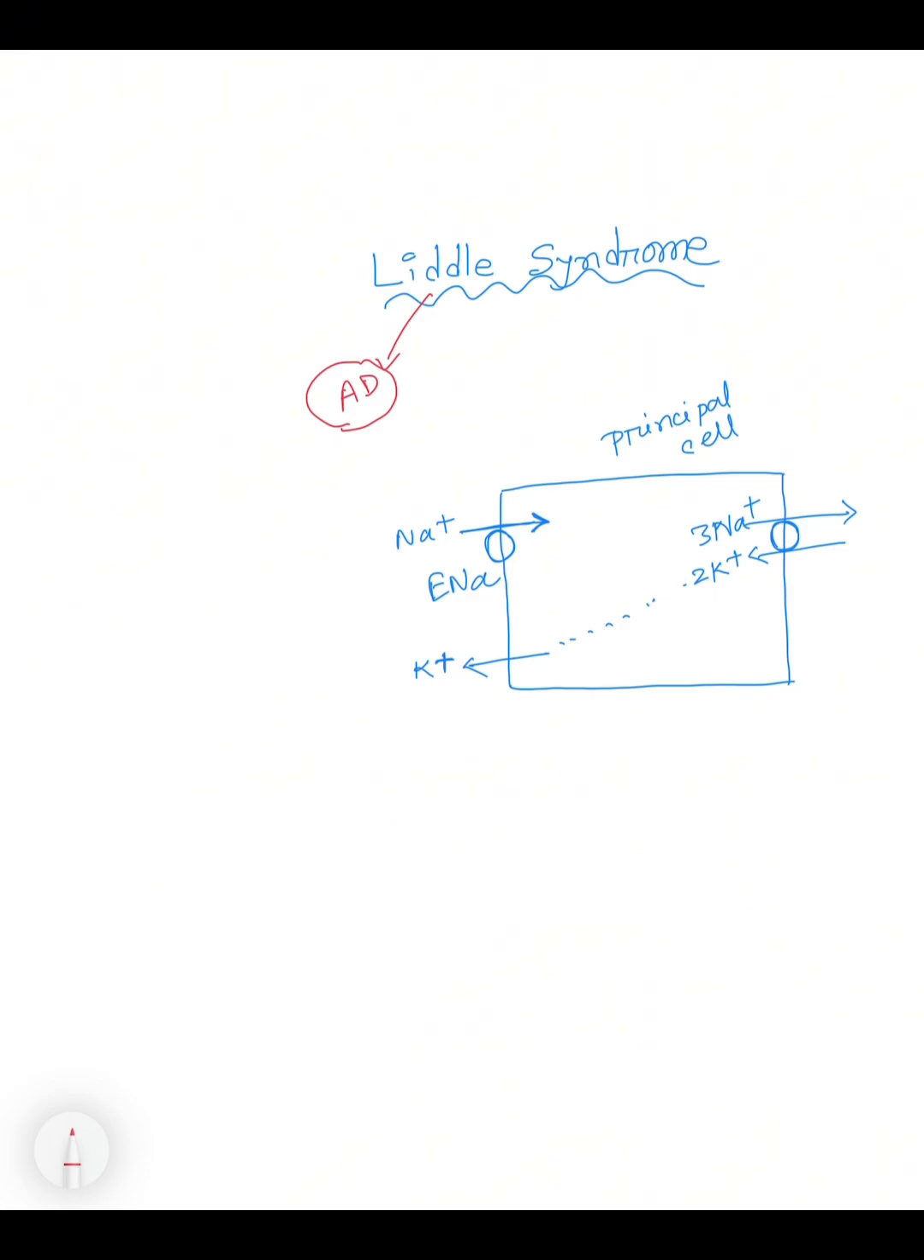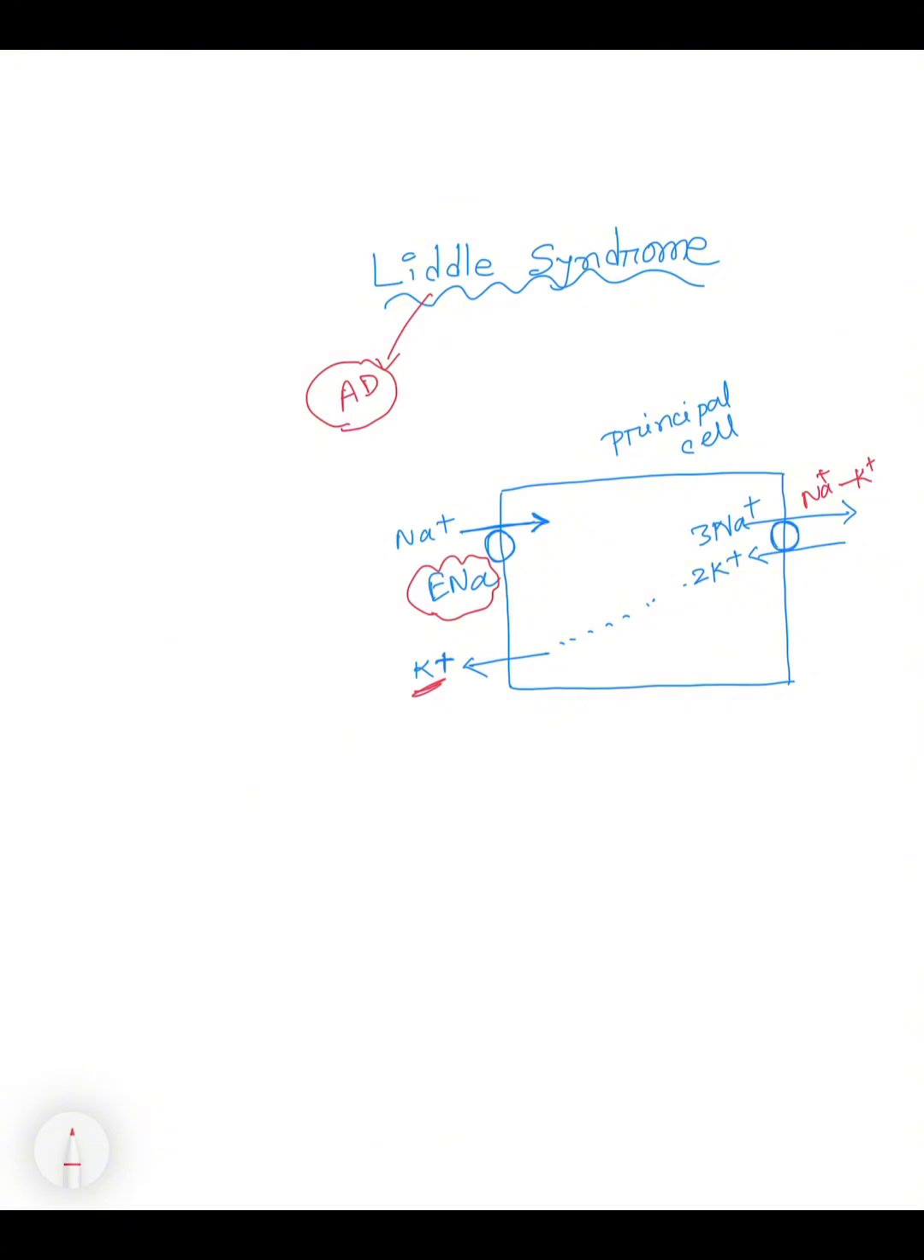In the principal cell, we know in normal physiology that at the basolateral border there is a sodium potassium pump which pumps 3 sodium outside of the cell and takes 2 potassium inside. This creates a gradient that drives sodium from lumen to inside of the cell via the epithelial sodium channel. As sodium enters from lumen into the cell, there is a negativity in the lumen. As a result, potassium diffuses from inside of the cell to the lumen.